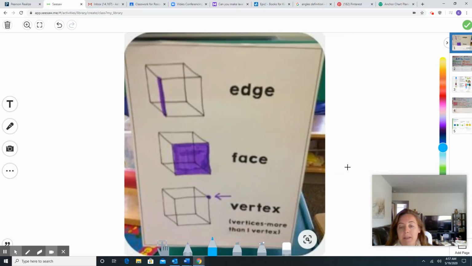Good morning, my mathematicians. Today we are learning to review previous math concepts while introducing some new ones, because we are going to get ready to dive into a new topic.